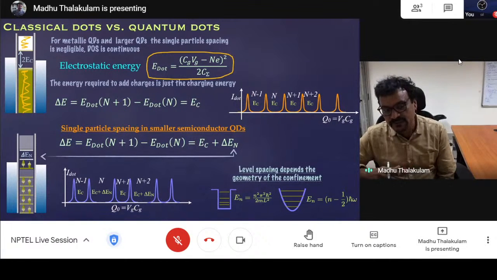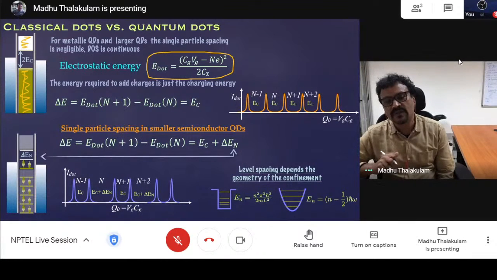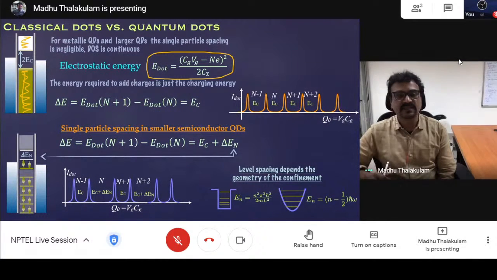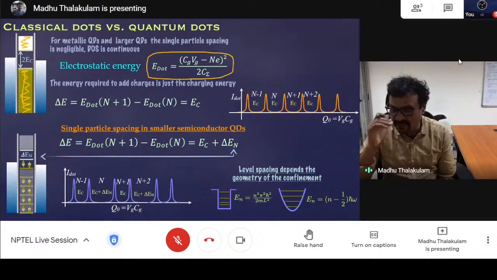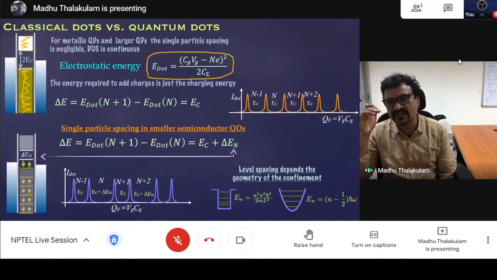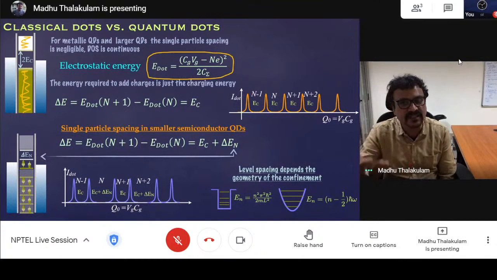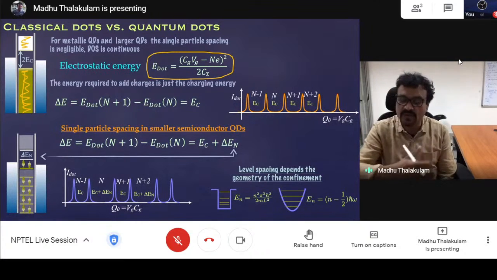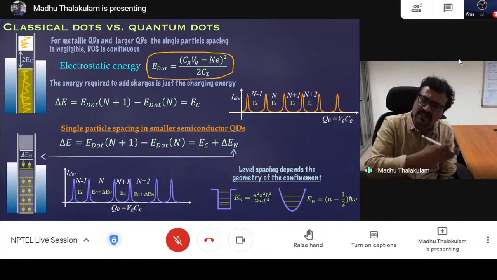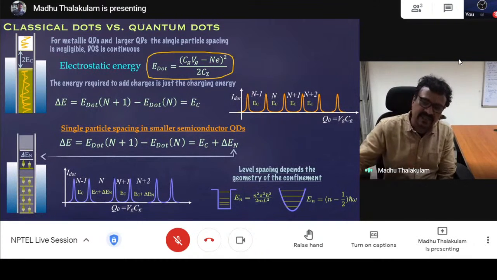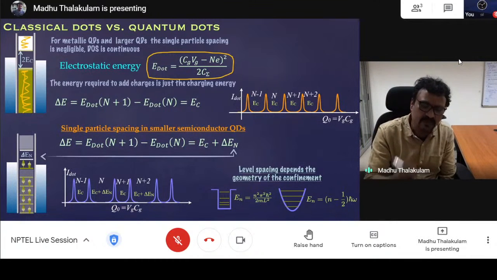But when you reduce the size of the dot, in addition to the electrostatic energy, you also will start seeing the single particle energy differences too, because this Coulomb blockade oscillation is periodic for a large dot or a metallic dot, because you have an infinite number of states and it's a continuum of states. Okay, so we only need to worry about the electrostatic energy.